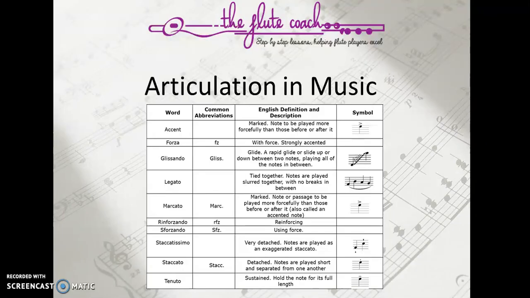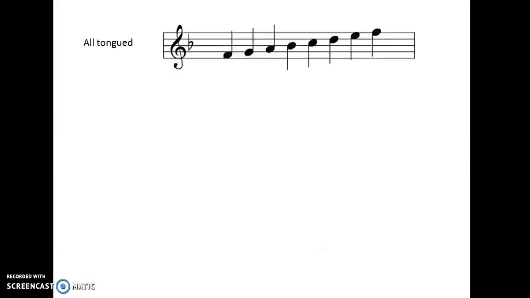So I want to take you through some examples of articulation that you use the tonguing technique for. Number one, we're going to tongue all the notes. So we're going to go t, t, t, t, as we play each of our notes and move our fingers to the next position. Let's give it a go.